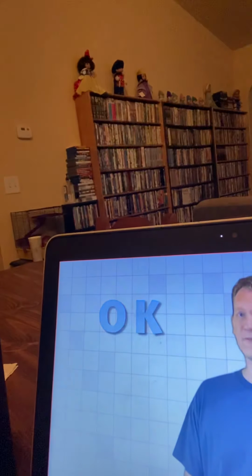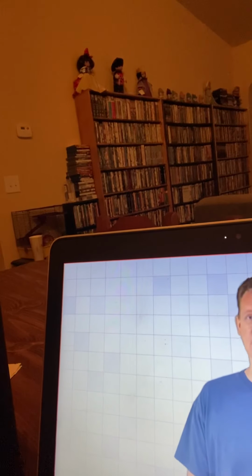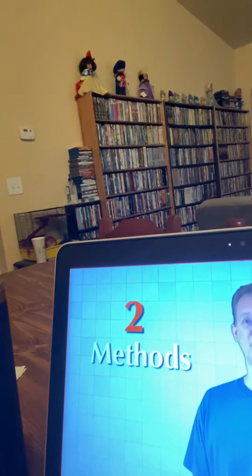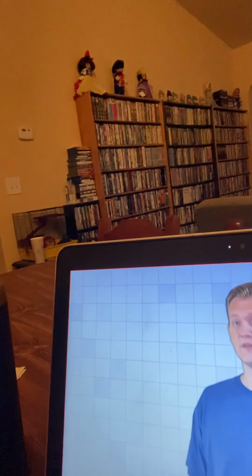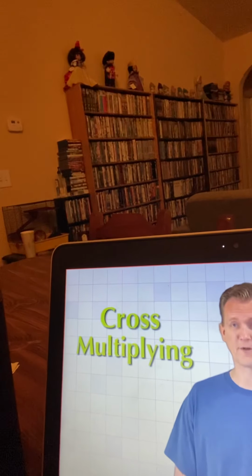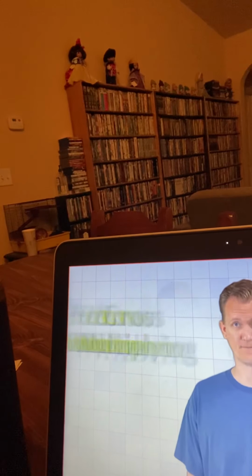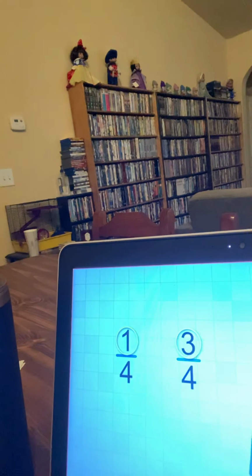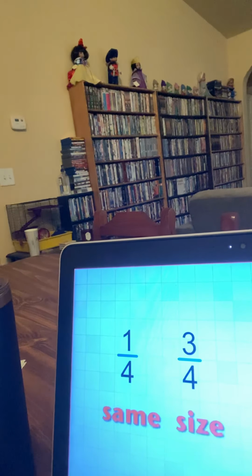Okay, so comparing fractions isn't quite as easy as comparing regular numbers, but that doesn't mean it's going to be that hard. We're going to learn two methods for comparing fractions that make it very easy. The first method is called cross-multiplying, and it takes advantage of the fact that it's easy to compare fractions with the same bottom numbers. If two fractions have the same bottom numbers, then we can just compare the top numbers. That's because we're comparing the same size parts.